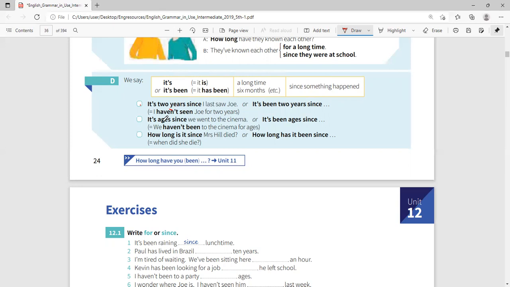It is ages since we went to the cinema. Ages means a long, long, long time. Or it has been ages since we went to the cinema. It's the same. That means we haven't been to the cinema for ages. How long is it since Mr. Hill died? How long has it been since Mandela died? Let me see. How long is it since Famajo took power? I think it's 5 years now because he took power in February.